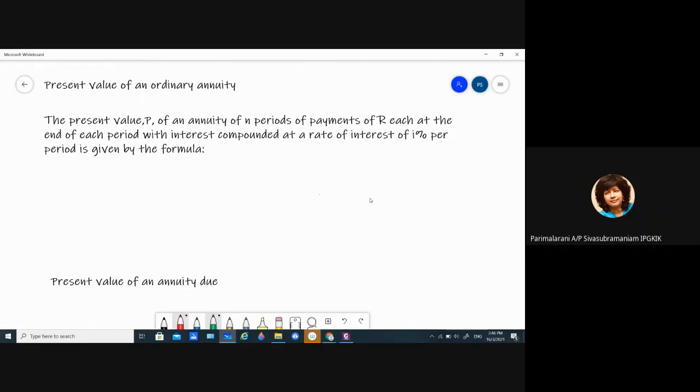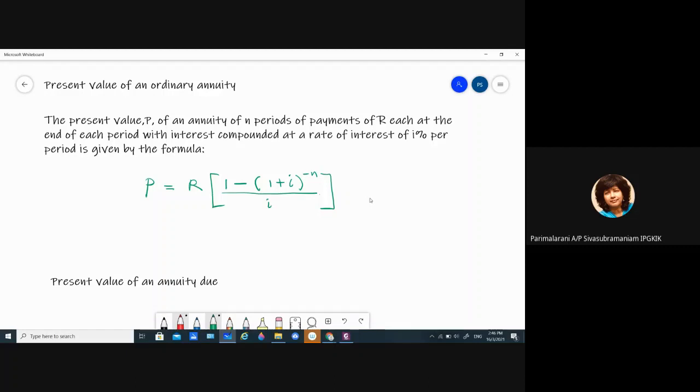The present value P of an annuity of n periods of payments of R each at the end of each period, with interest compounded at a rate of interest of I% per period, is given by the formula P equals R times 1 minus, just now it was 1 plus I minus 1, now it's 1 minus 1 plus I to the power of negative n, over I. So this is the formula to find the present value.